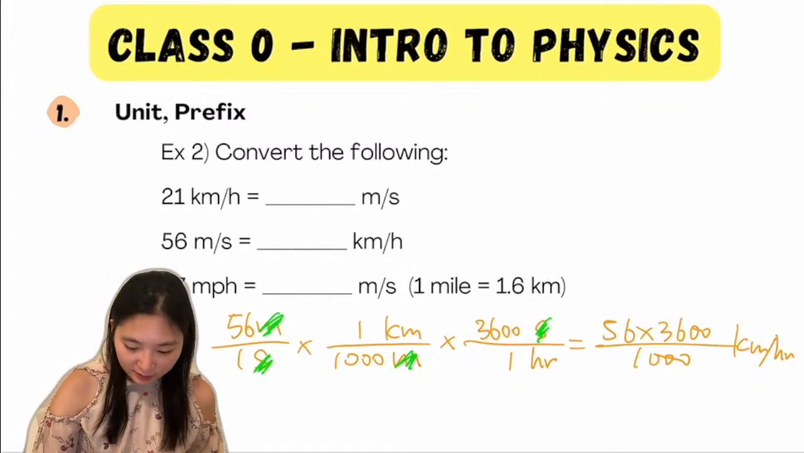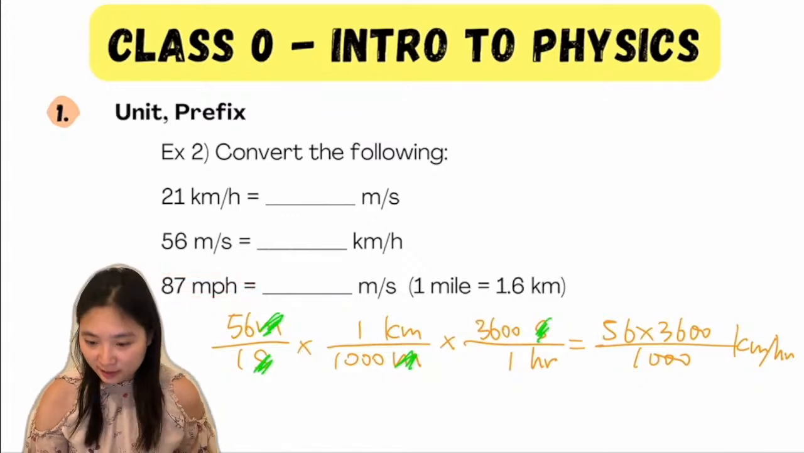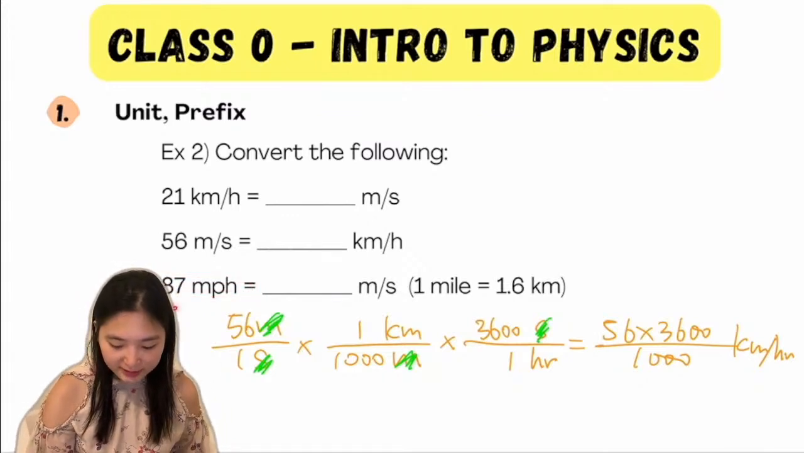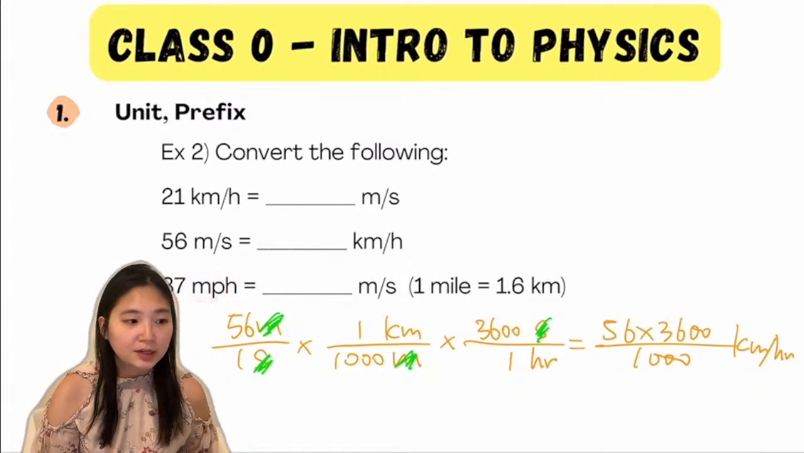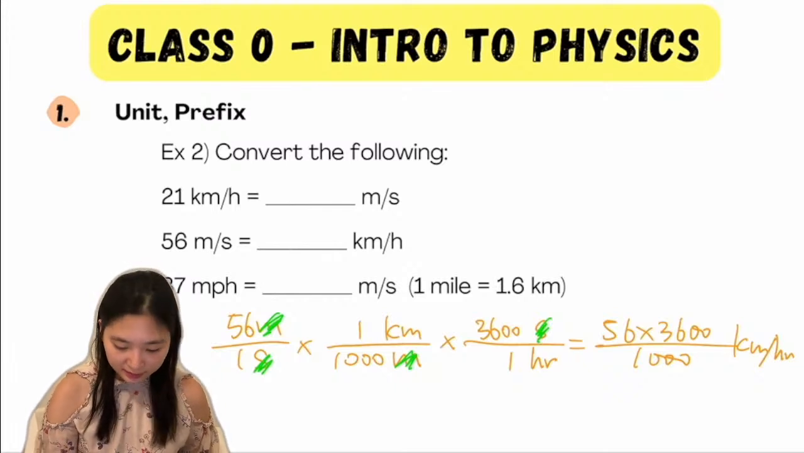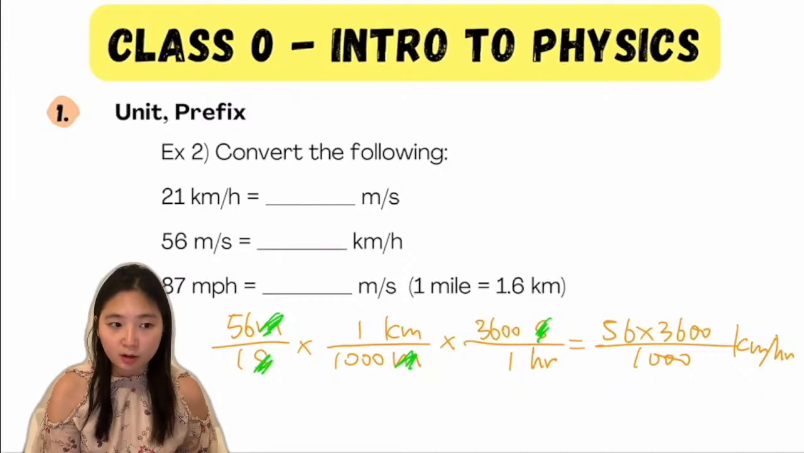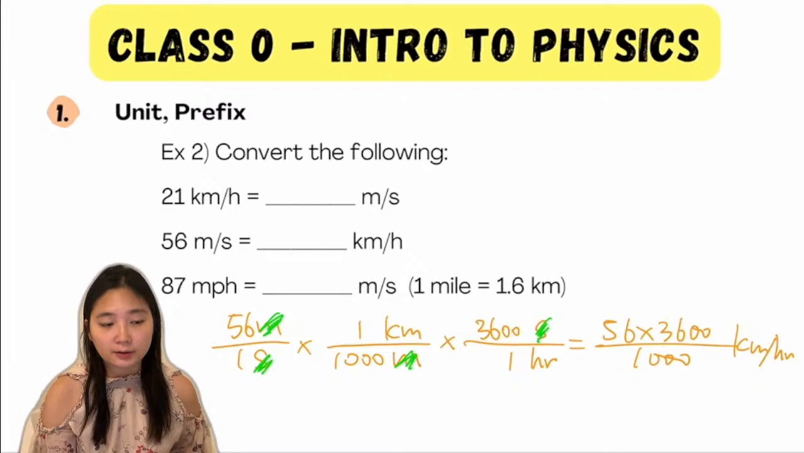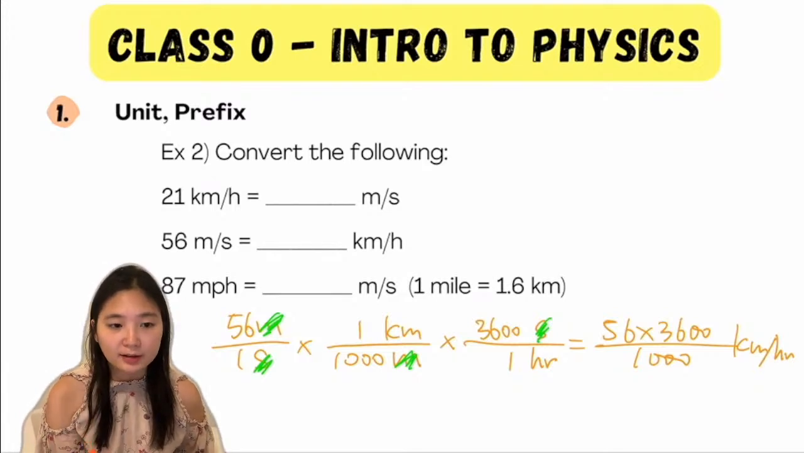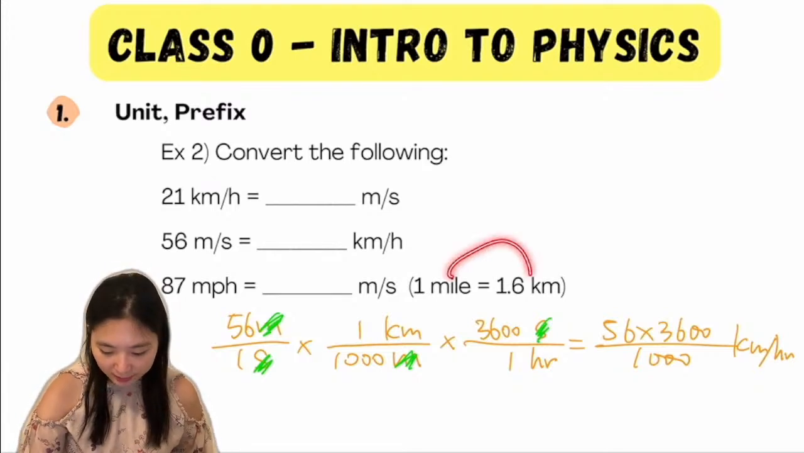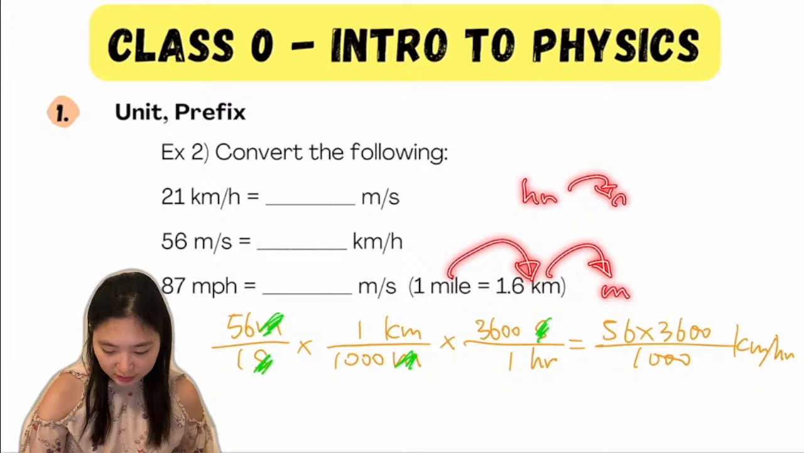Okay, so the last one, why don't you try it by yourself? 87 miles per hour, and you need to convert it into meters per second. So this is miles per hour instead of kilometers per hour or meters per hour. You will have to do one more step of the conversion to convert the miles into the kilometers, and kilometers into the meters. And then you also need to convert the hours into the seconds.